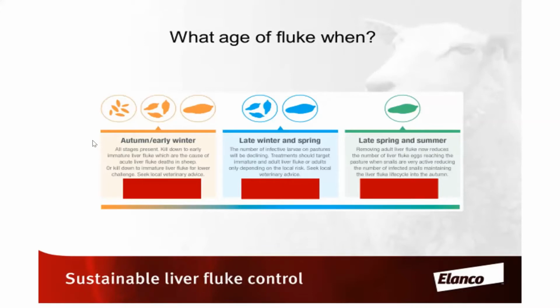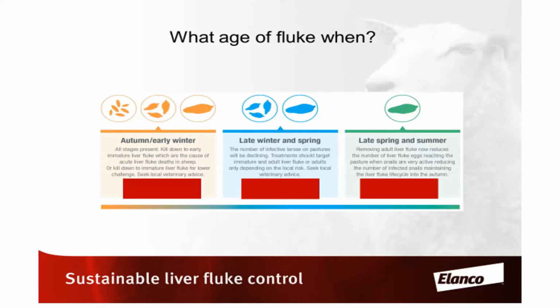So thinking about our previous slide, we were talking about covering all 3 stages of liver fluke. Here we had our early immatures, our immatures, and also the adult, above the autumn, early winter stage. At that point, you would probably be thinking about using the one product that's available, which is triclobendazole. But again, it depends on the time of year and the weather and so on and so forth. So testing is really, really vital.